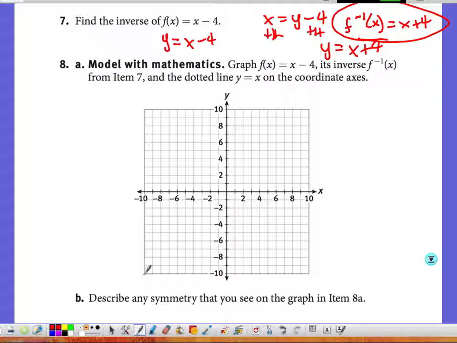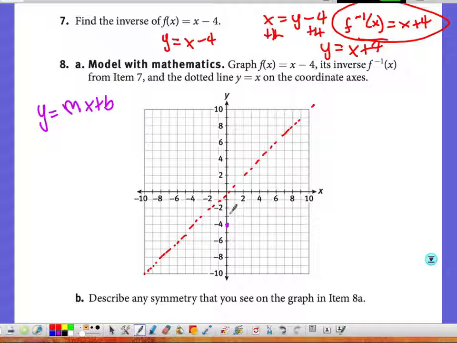Graph f of x and its inverse, f inverse of x, on there, and you want to graph the dotted line y equals x. So let me just graph the dotted line y equals x, and let's go ahead and graph y equals x minus 4, f of x. Well, that's very simple. You just use y equals mx plus b. You don't need a table for this. My y-intercept is going to be at negative 4, and my slope is going to be 1.